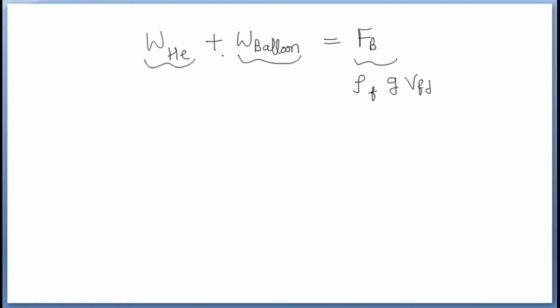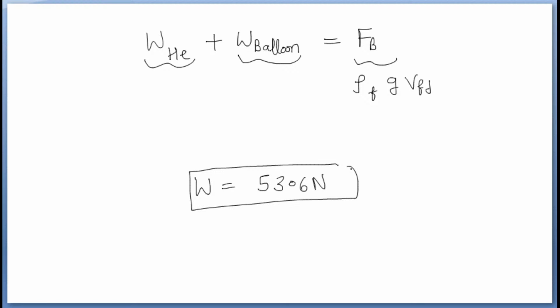So tell me the final answer of this question. I am telling you, you will solve, then confirm your answer. Answer comes out to be total weight equal to 5306 Newton. This is my final answer. Solve this. If you find any difficulty, then ask me. You will get weight 5306 Newton or not.